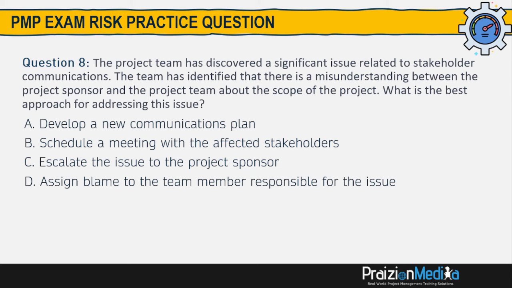All right, so this is a very fair question in that you should be able to see what is the issue and understand what is the best way of resolving the issue. So developing a new communications plan for this issue, which is a misunderstanding between two entities, a sponsor and the project team, about scope.